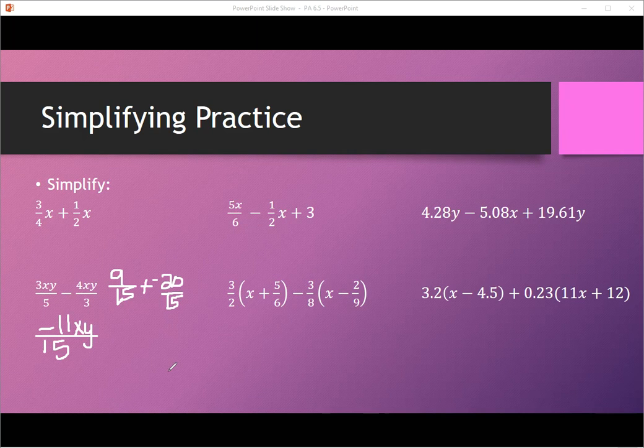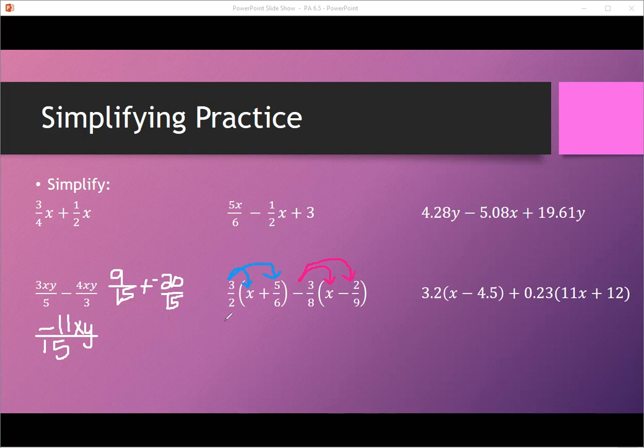Okay, the one in the middle here begins to get a little bit more complicated, because first I have to go through and distribute. We've done distributive property before. We have to go through and distribute this number that's in front of the parentheses. So I'm going to multiply it times the things that are inside the parentheses. Same thing on the other side. Then once I do that, I can combine like terms.